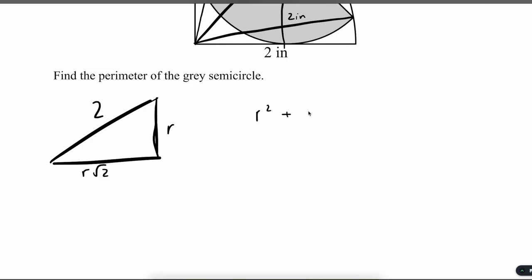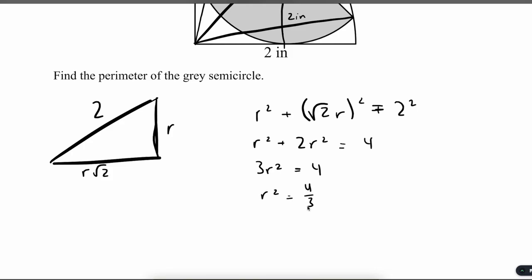r squared plus (root 2 r) squared equals 2 squared. So r squared plus 2r squared equals 4. 3r squared equals 4. r squared equals 4 over 3. r equals 2 over root 3. And that's the radius of the small circle.